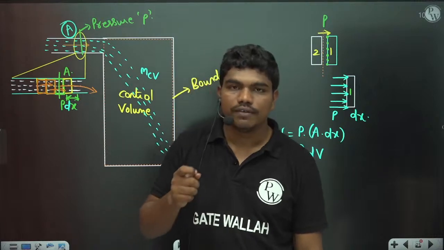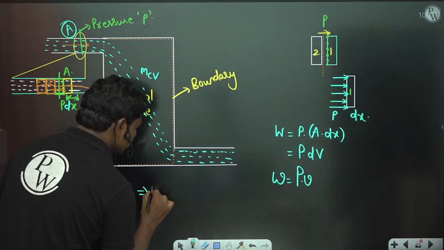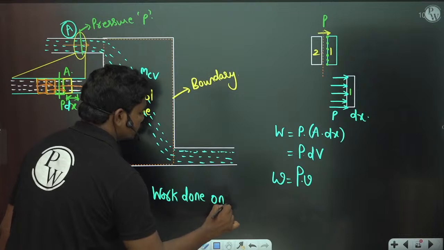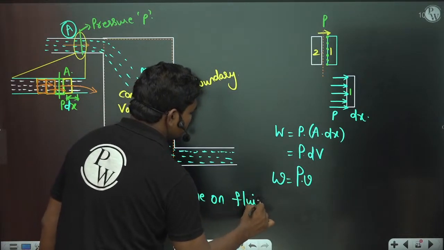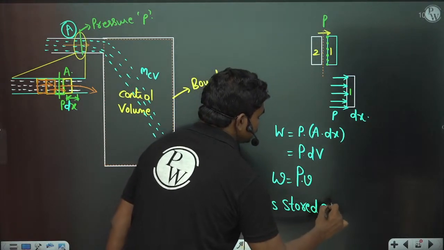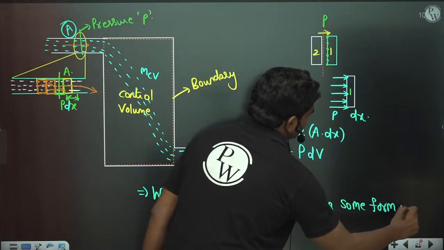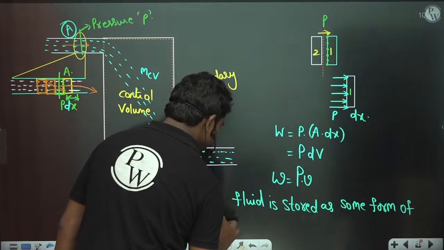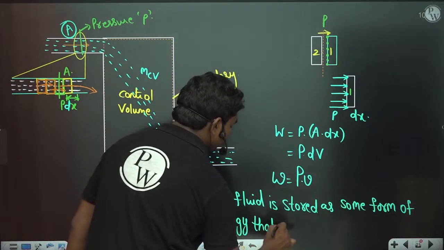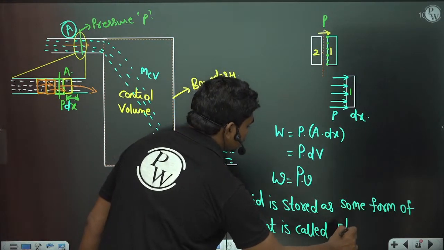So whenever some work is done on this block, the work done on the fluid is stored as some form of energy that is called flow energy.